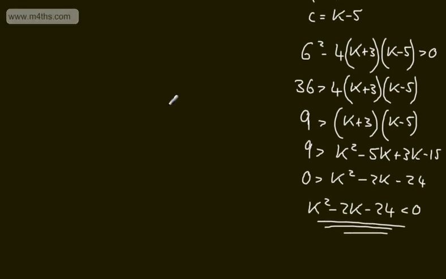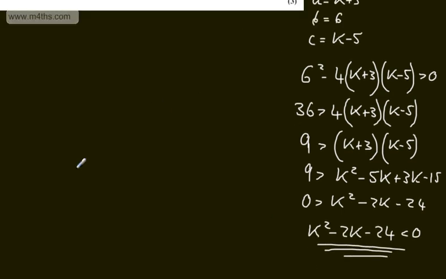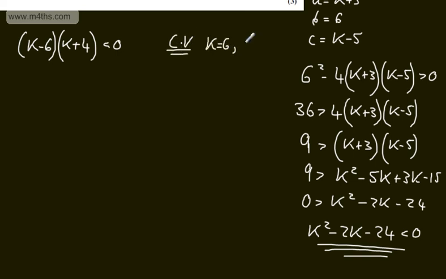In part B, it says, hence find the set of possible values of k. The question carries 3 marks. So what we're looking at is a quadratic inequality. We can go ahead and factor that. We would have now k minus 6 multiplied by k plus 4 is less than 0. So if we consider the critical values, we'd have now k is equal to 6, and k is equal to minus 4. These are our critical values.